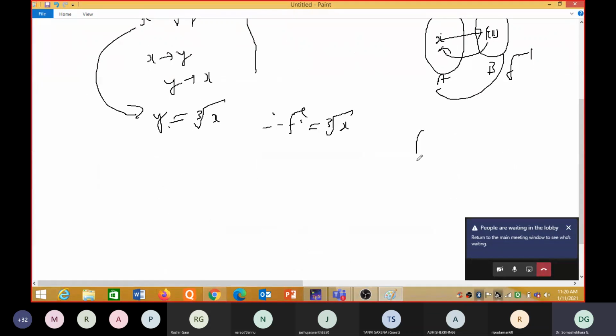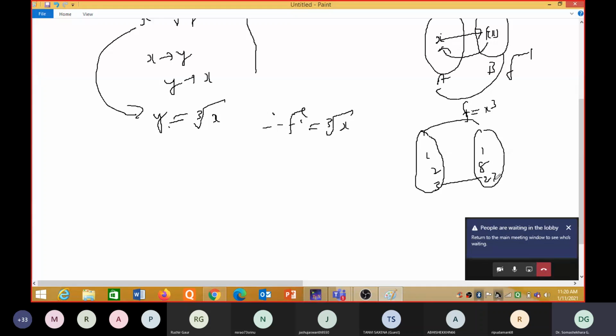See, this is f. What is f? F is equal to x cube. So what is the image of 1? 1 cube is 1. What is the image of 2? 2 cube is how much? 8. What is 3 cube? 3 cube is 27. Okay, correct now.